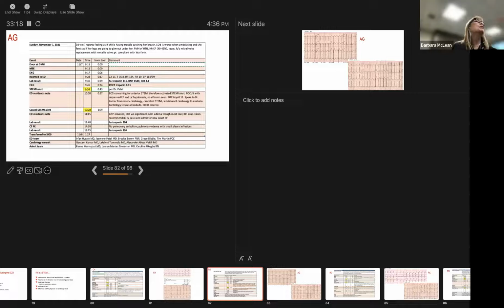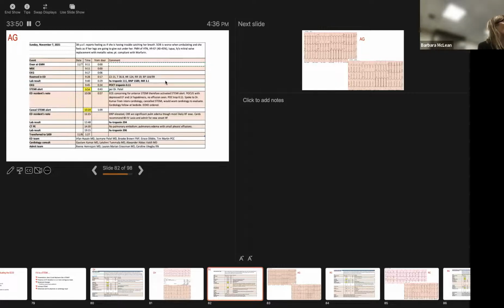She has lupus, which is probably the cause of her heart failure. She also had a mitral valve replacement with a metallic valve, and she's compliant with warfarin. She's a sick woman. She's really sick. So she's brought by EMS to the door. No EKG was performed. Actually, I'm sorry, she was a walk-in, and she comes into the ED and she has tachycardia, hypertension, a rapid respiratory rate, no temperature, and her HS troponin is 111.